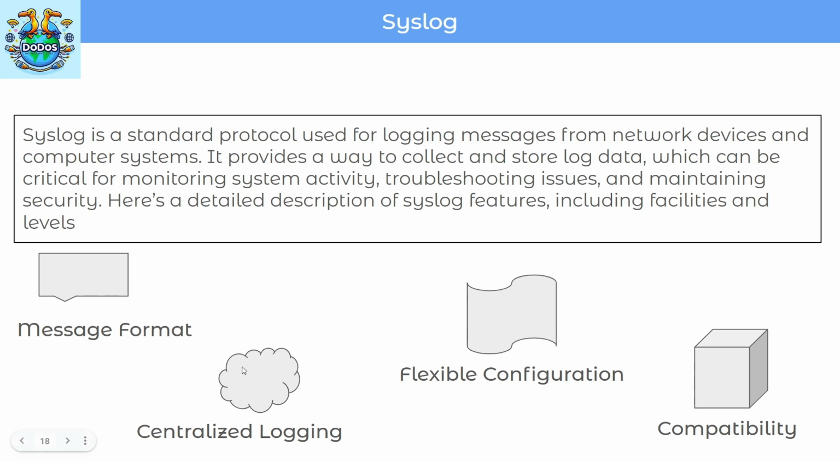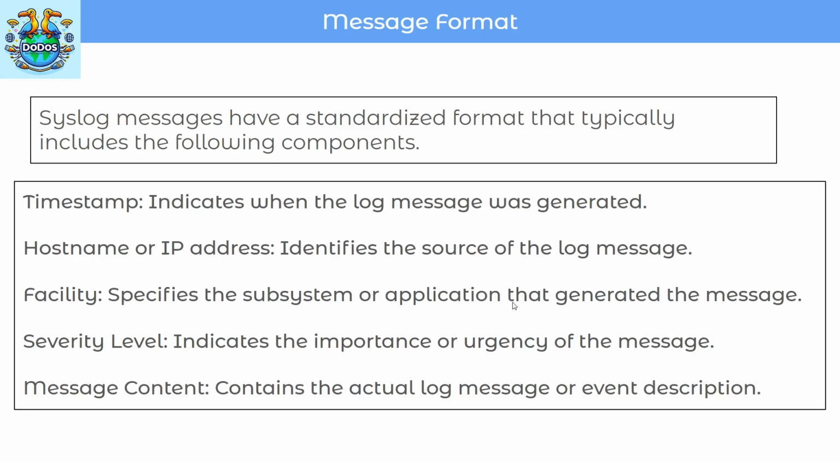So we're going to cover message format, centralized logging, flexible configuration, and compatibility. Let's do this. Message formatting. Syslog messages have a standardized format that typically includes the following components. There's a timestamp, which indicates when the log was generated, a hostname or IP address, which identifies the source of the log message, facility, which specifies the subsystem or application that generated the message, severity level, which indicates the importance or urgency of the message, and then message content, which contains the actual log message or event description.